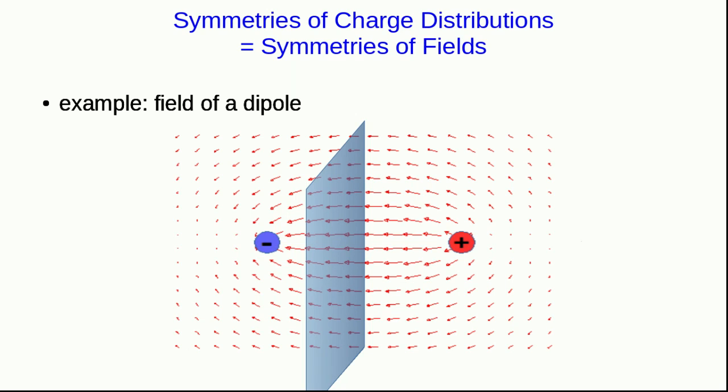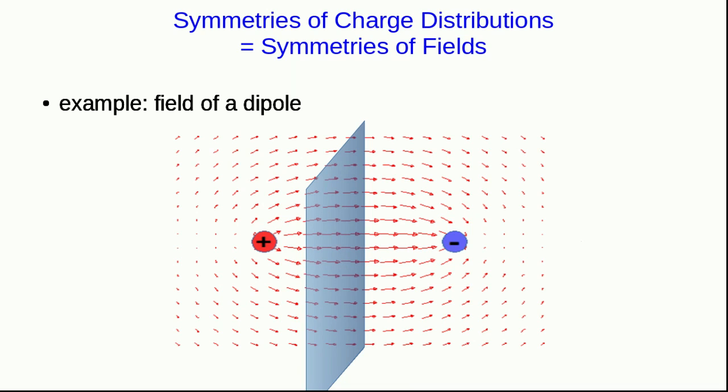On the other hand, if you reflect through this mirror plane, which is halfway between the charges and perpendicular to the line through them, that will exchange the positions of the charges, and as a result, all of the field vectors flip right to left. And so reflecting through this is not a symmetry of the charge distribution, and similarly, it's not a symmetry of the field. So this is just an example of how the symmetries of the charge distribution and the symmetries of the field must always match.